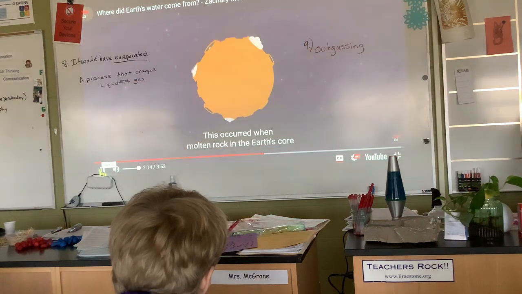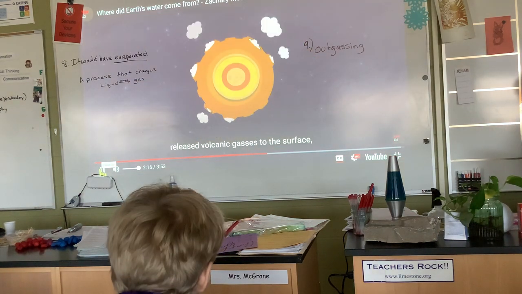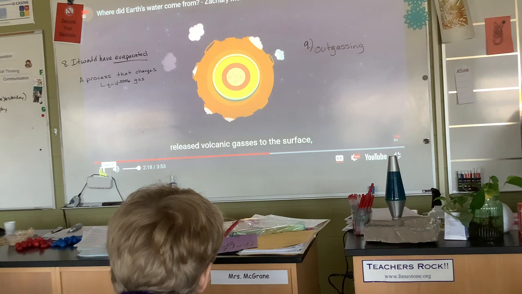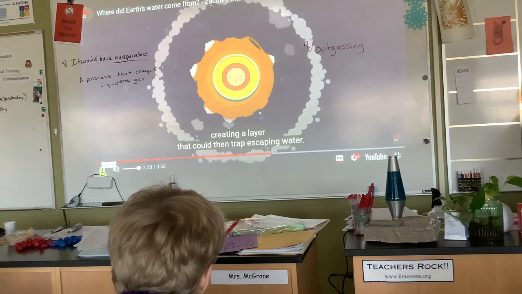This occurred when molten rock in the Earth's core released volcanic gases to the surface, creating a layer that could then trap escaping water.